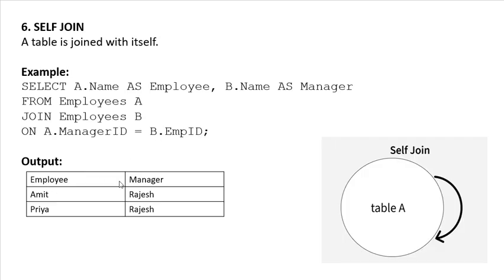So the employees and the managers are shown. The employee Amit has the manager Rajesh, and Rajesh is also a manager of other employees, so this shows all the employees' names. Another is Priya, and Priya's manager is Rajesh.